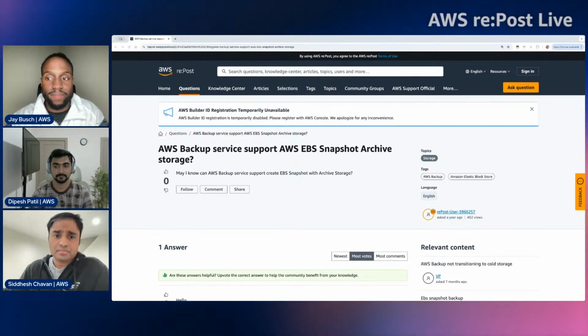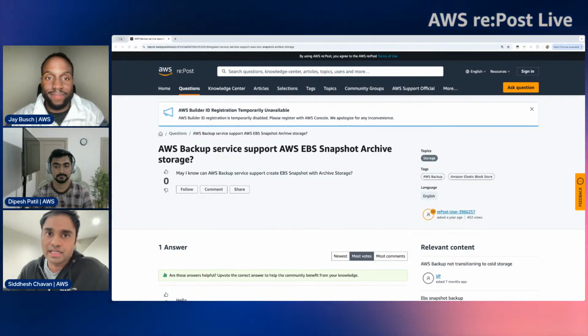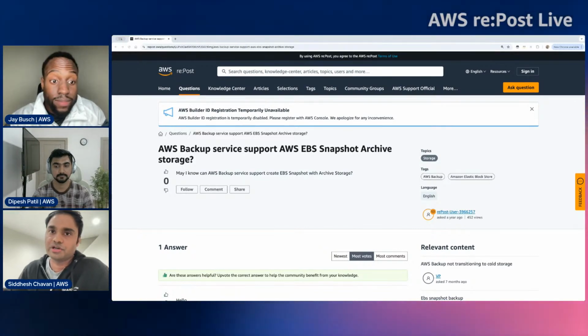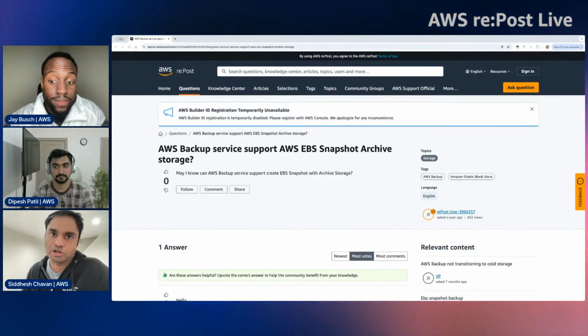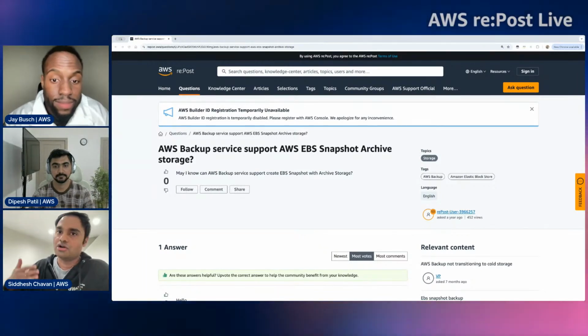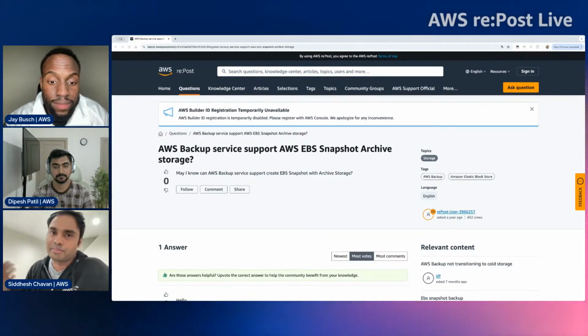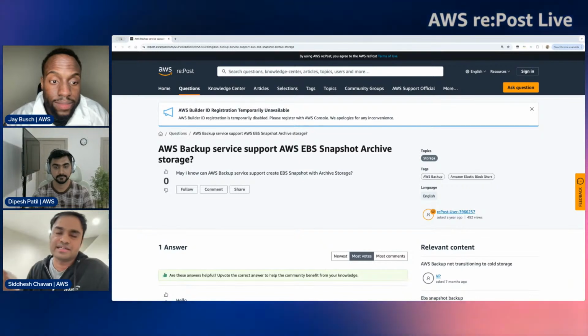And this means that you can save a lot of money, at least 75% compared to your standard tier, when you are storing those snapshots for more than 90 days, or you are storing them for regulatory or compliance purposes, like for years and years and years.